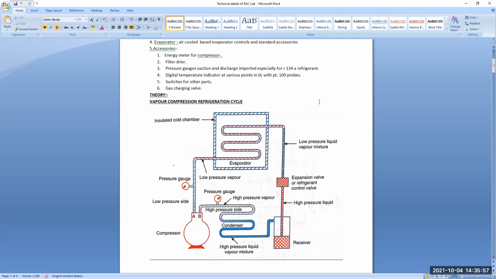Along with other items like the energy meter, digital thermometer, filter dryer, and pressure gauges, the pressure gauges are suction and discharge. This is all also shown on this diagram itself.